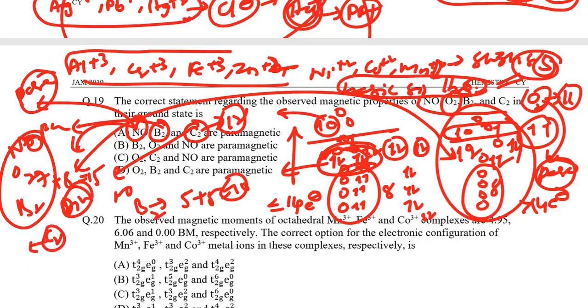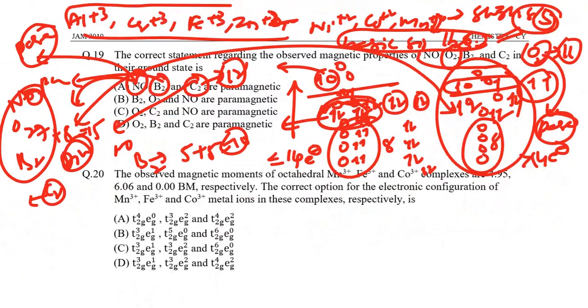Just check it, okay, right. And next question: the observed magnetic moments for octahedral Mn+3, Fe+3 and Co+3 complexes are given as 4.95, 6.06 and 0 Bohr magneton respectively. The correct option for the electronic configuration of Mn+3, Fe+3 and Co+3 metal ions in these complexes respectively is, okay.